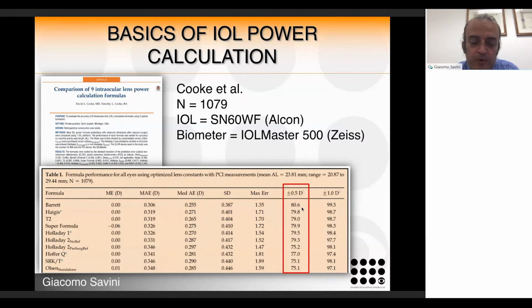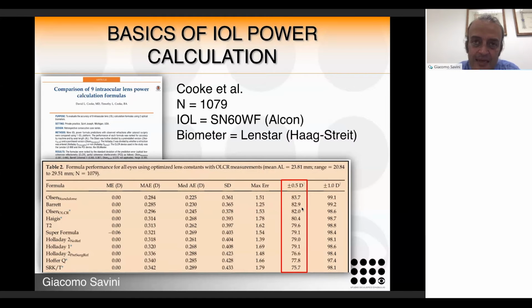Then he also provided the Lenstar data, which measures the lens thickness, and the Olsen formula, the one from Phaco Optics, was the best, because the one from the Lenstar was slightly worse, because on the Lenstar there is no information. The position of the lens is not predicted from Ka and axial length, but only from lens thickness and ACD. And again, Barrett in second position.